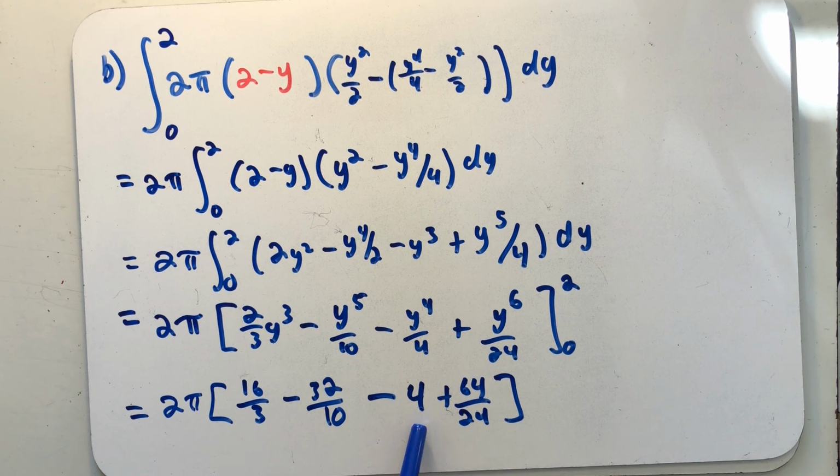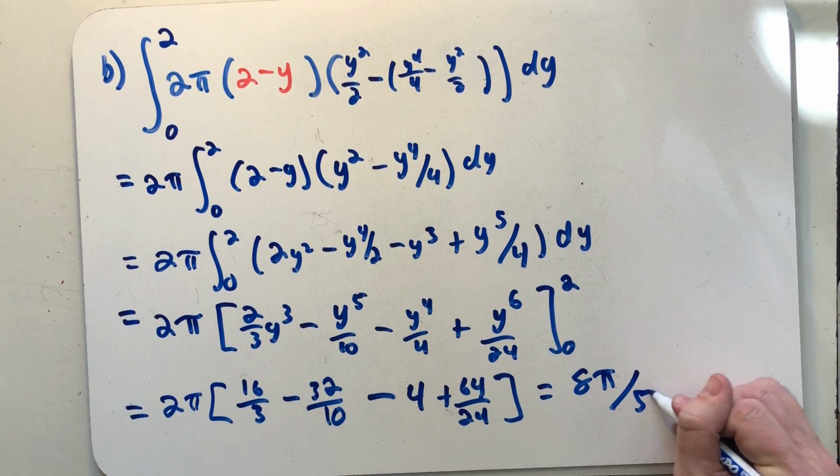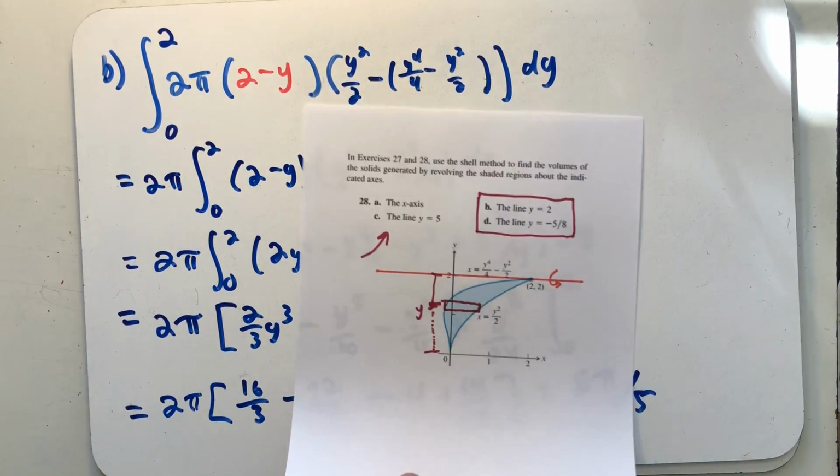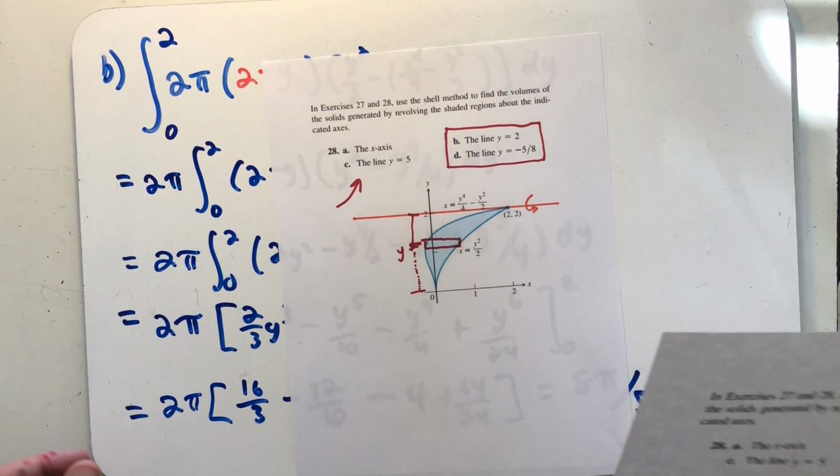I only managed to reduce that one, though I probably should have done that one and that one. But what I really need to do is add all those together and multiply by 2 pi. And when we do that, we're going to get 8 pi over 5. And there's our volume in part B. So now, let's see if we can hop down and do part D.